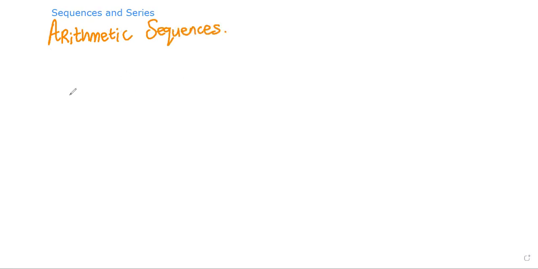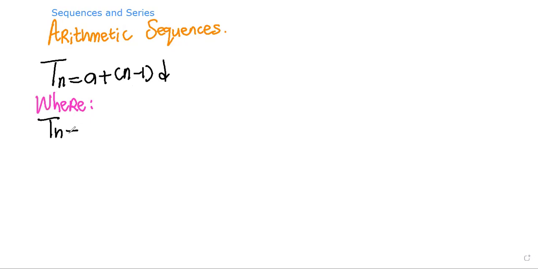Now with regards to arithmetic sequences, we have the formula that denotes the general term of an arithmetic sequence, which is Tn equals a plus (n minus 1) d. So that is the formula for the general term of an arithmetic sequence, where Tn is equal to the general term, or if you don't say the general term, you simply say the nth term.